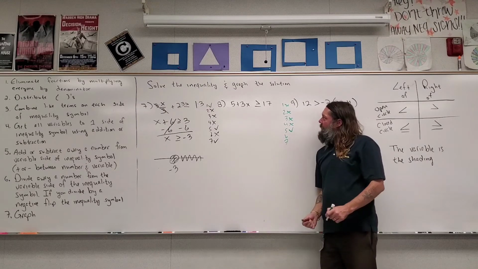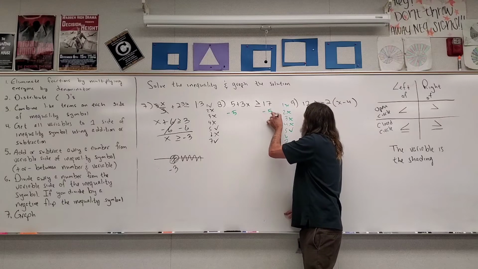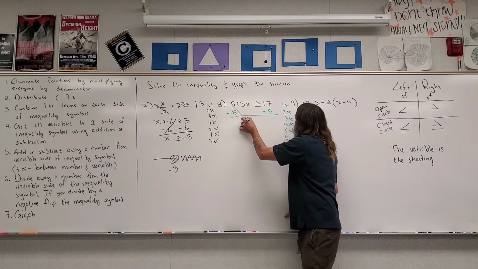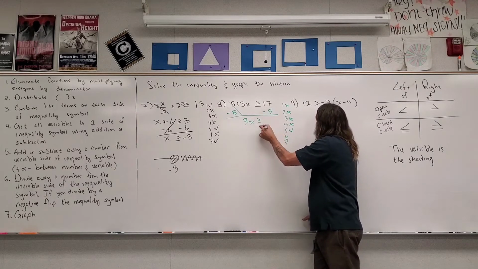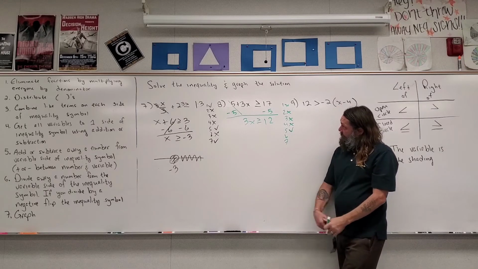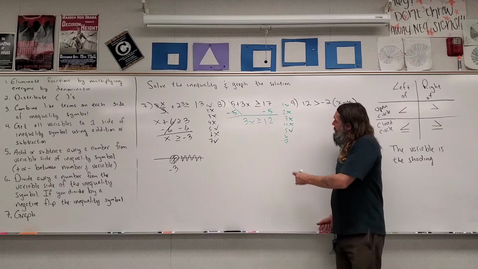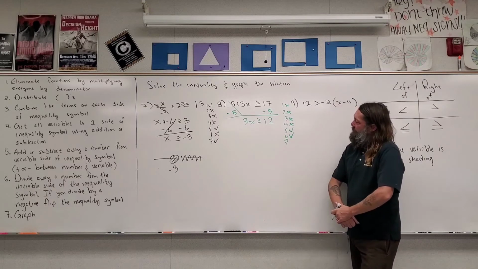Since it's not marked as negative, it means it's positive. So I need to subtract the 5 to the other side. Cancel that out. I'm left with a 3x is right of 17 take away 5 gets me 12. I can divide away the 3 because I'm left with the 3 with the x.